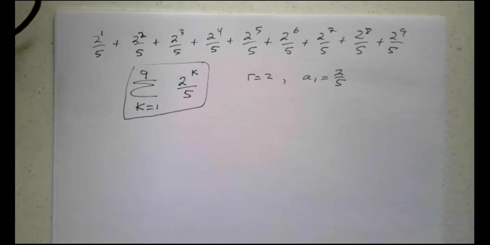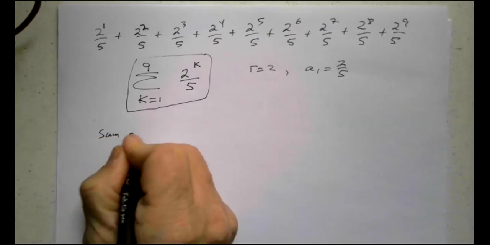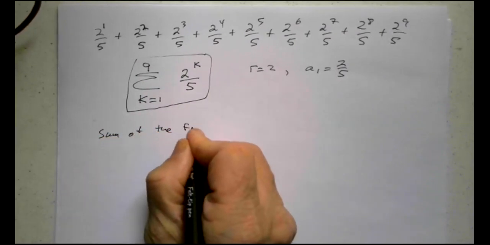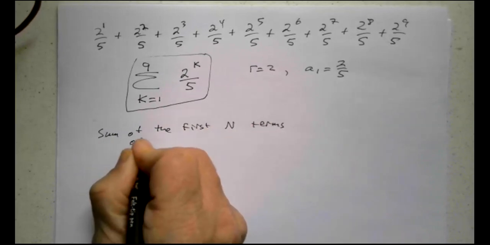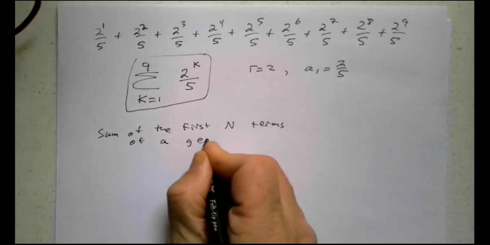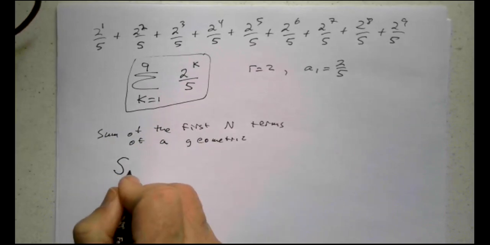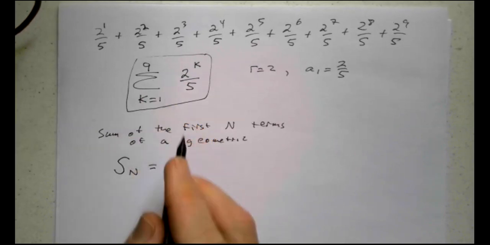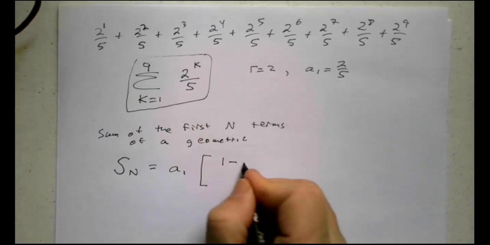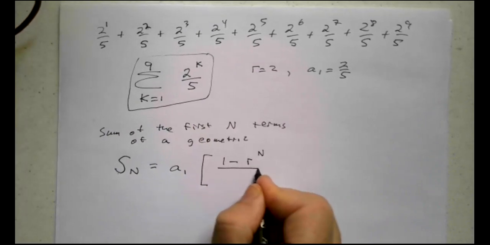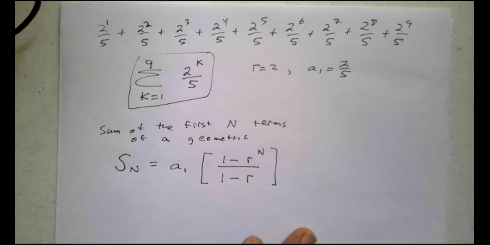Now, what is our formula for the sum of the first n terms of a geometric series? We do have a formula. And I like to use the notation S sub n, sum of the first n terms. In this case, our n is 9. But it's the first term, a sub 1, times 1 minus the common ratio r to the n divided by 1 minus the common ratio. I encourage you to try to prove that, see where it comes from.